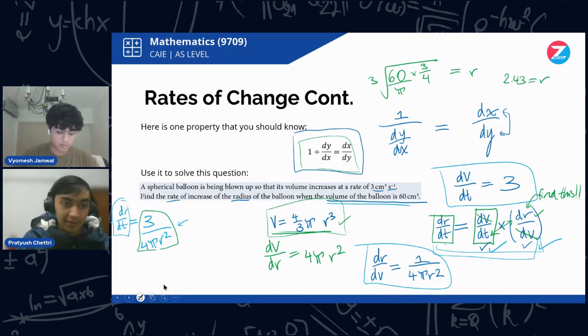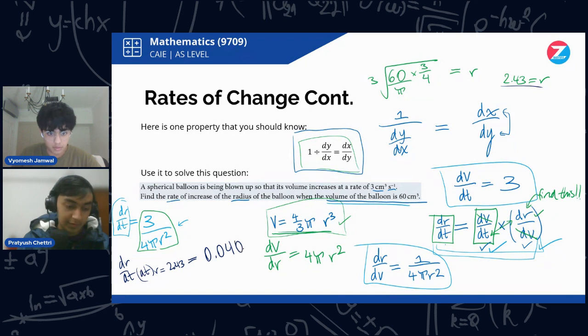And at this radius, what is dr dt at r equals 2.43? Plug it into the formula. I got 0.0405 to three significant figures. Nice. Yeah. So that is the rate of change of radius per time, so we could say cm per second. If you want to put units, you don't usually have to with these kinds of questions.